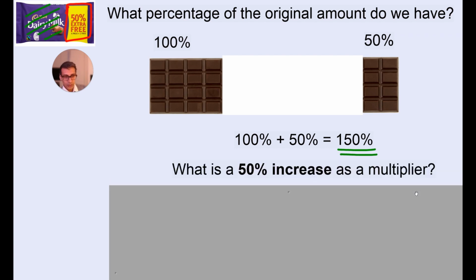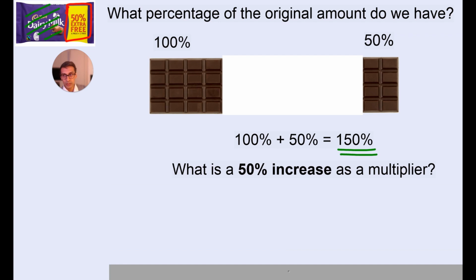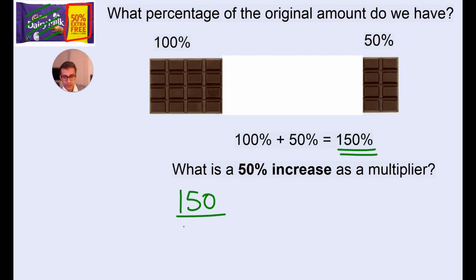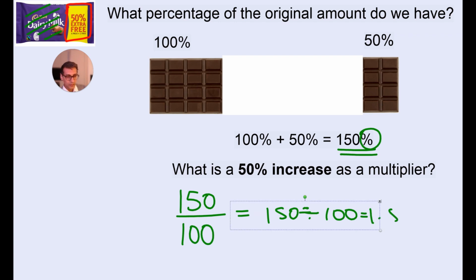So a 50% increase as a decimal multiplier, well, we know that 150% is 150 over 100. When you see the percent sign, it just means over 100, into 100 equal parts. And this is going to be a simple division to do. So 150 divided by 100 is going to give you 1.5. So that's your answer. 1.5 is your decimal multiplier. And that's what we're going to be using in these questions.